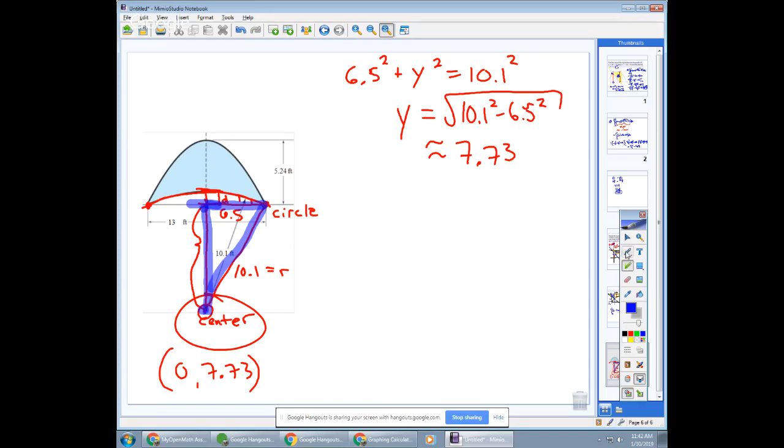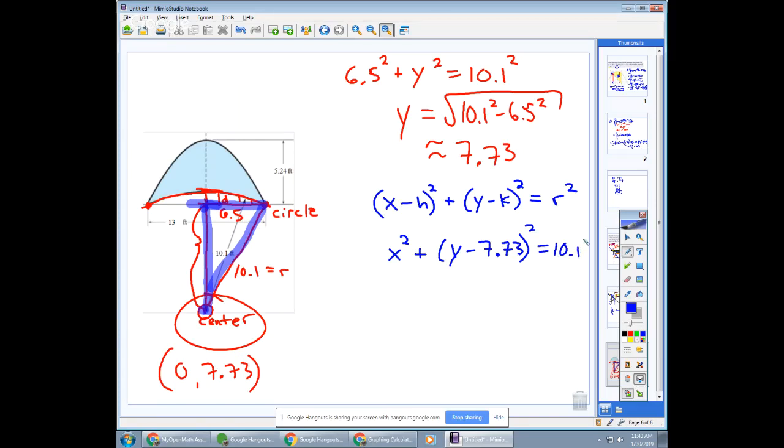So the equation of a circle is x minus the center x value, usually called h, plus parentheses y minus the center y value, usually called k, equals whatever the radius is squared. So we have an approximation of this using that number. We have x minus 0, so that's just x squared, plus parentheses y minus that 7.73-ish number, equals the radius squared, so 10.1 squared.